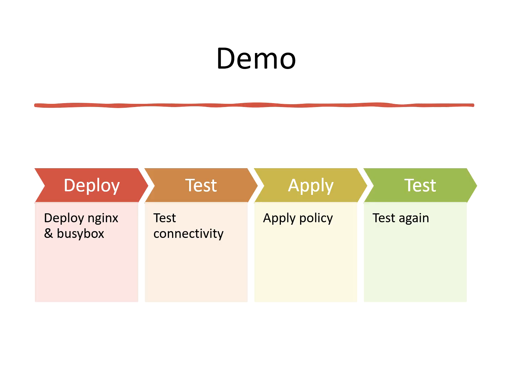Let's see it in action. First we are going to deploy an Nginx pod. Then we will deploy a busybox pod. From busybox, we will try connecting to Nginx and see if it works successfully. If it's working successfully, then we go ahead and apply the network policy.